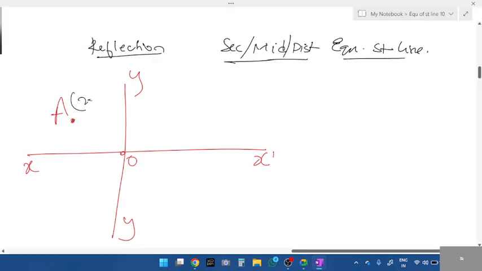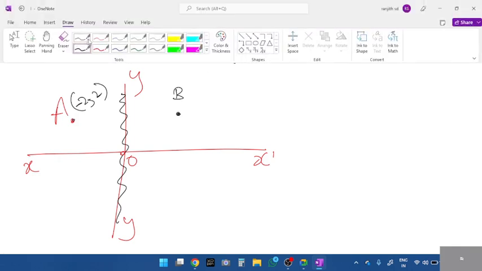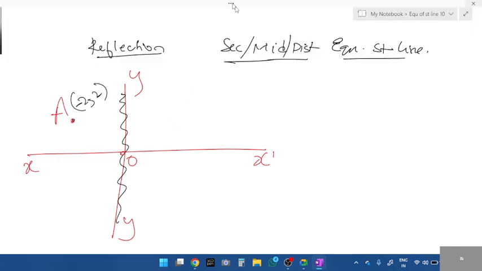So imagine a point 2 comma 2. The mirror is on the y axis. So 2 comma 2, second quadrant, one will be minus. It is reflecting. When it reflects, the point at B, or let me say that it reflects at origin or somewhere, origin, like this, B.